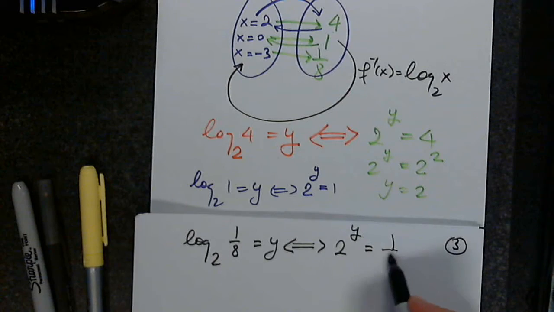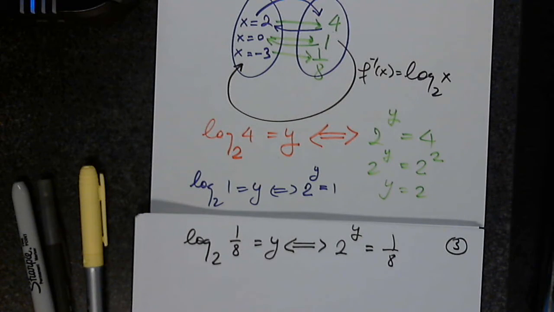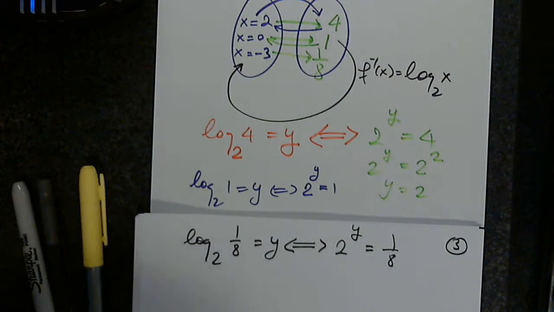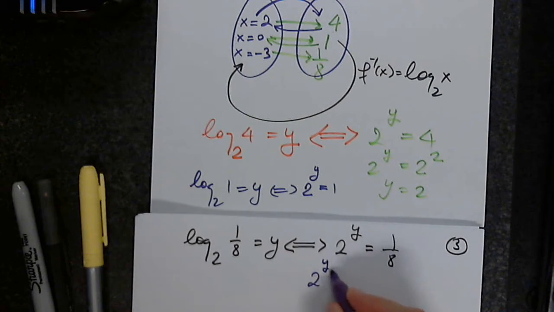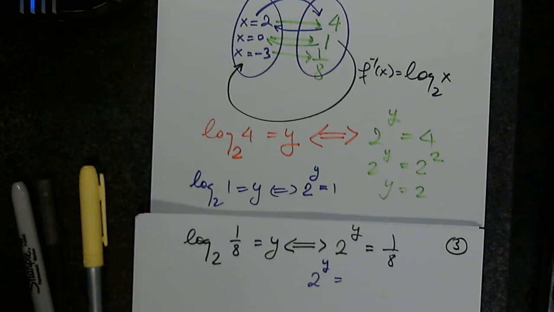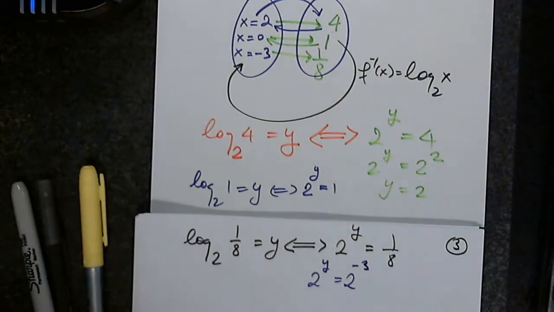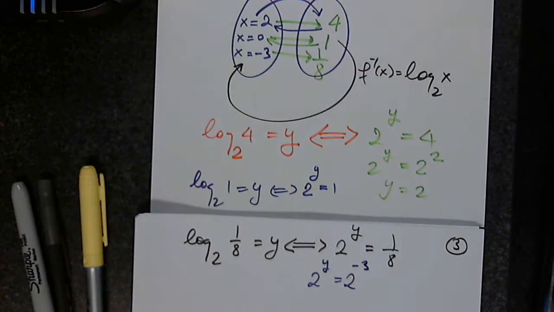Equals? Very good. Now I know from last time how to solve this type of exponential equation by getting both sides with the same base. 2 to the y equals, and what can 1 over 8 be replaced by? Negative 3. 2 to negative 3. Very good. So 1 over 8 is the same as 2 to negative 3.